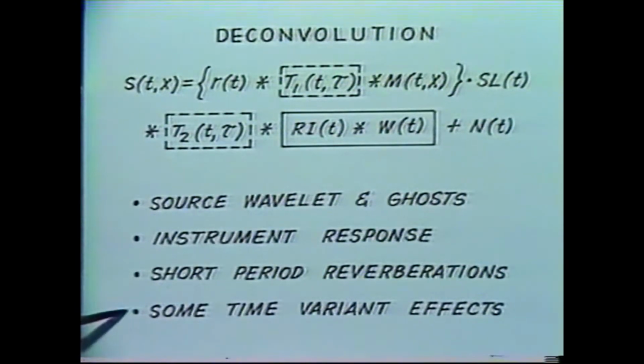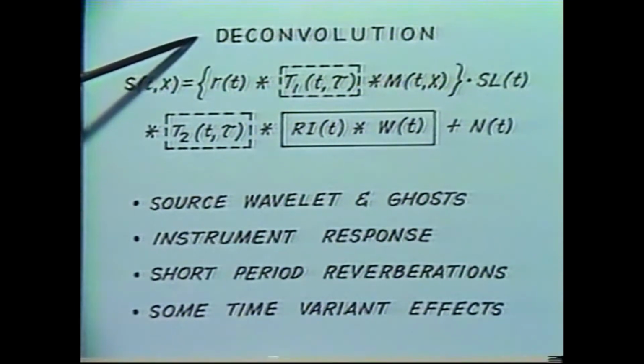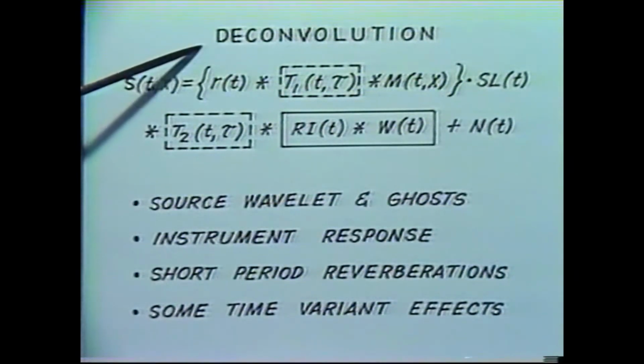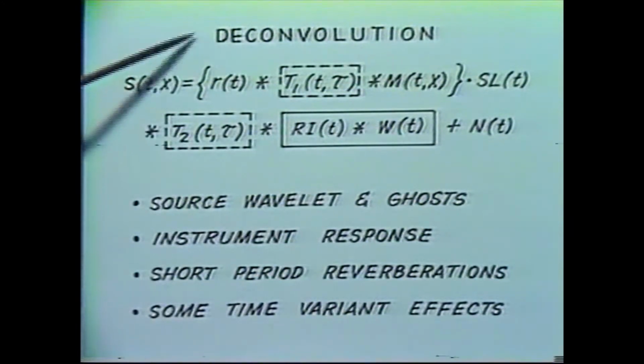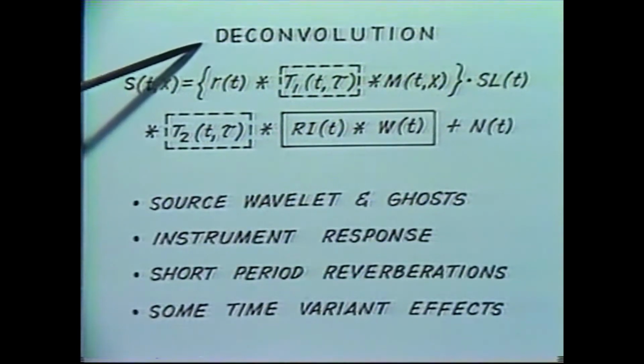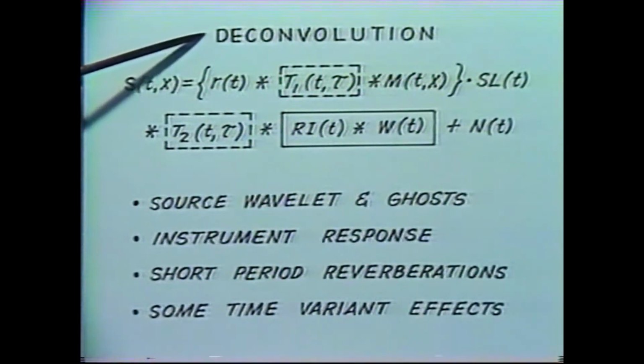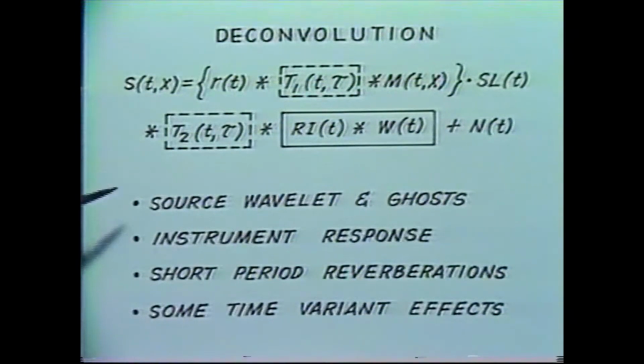The deconvolution process is applied on a single trace basis as opposed to Designature, which designed a single inverse filter over an entire shot record. Deconvolution filter design is done on a trace-by-trace basis. Indeed, sometimes it's done time variantly on a single trace so as to effect time variant deconvolution. Before we proceed, let's review some of the sources of distortion in the seismic trace.